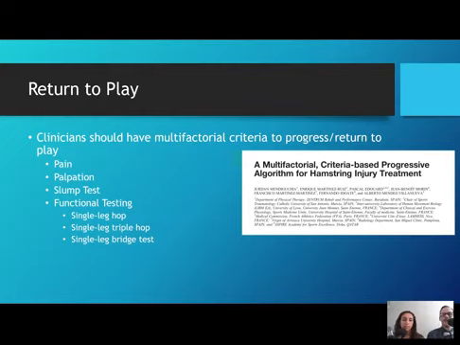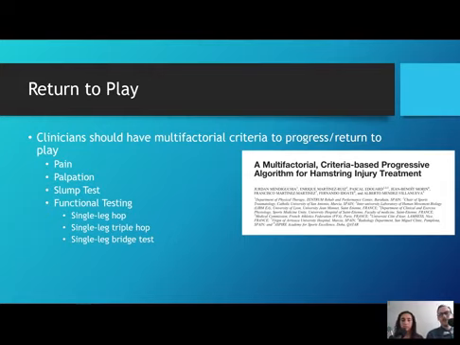So at a certain point now comes that return to play aspect. And like we said, previous injury is a big risk factor. Some of it is improving the way we rehab by remembering to attack that motor system, but clinicians should also have some kind of multifactorial criteria that they're using to progress through their rehab and to return the athlete to play. It doesn't have to be super scientific or super intense. Just something organized: here's what I'm looking at to get you to that next phase.